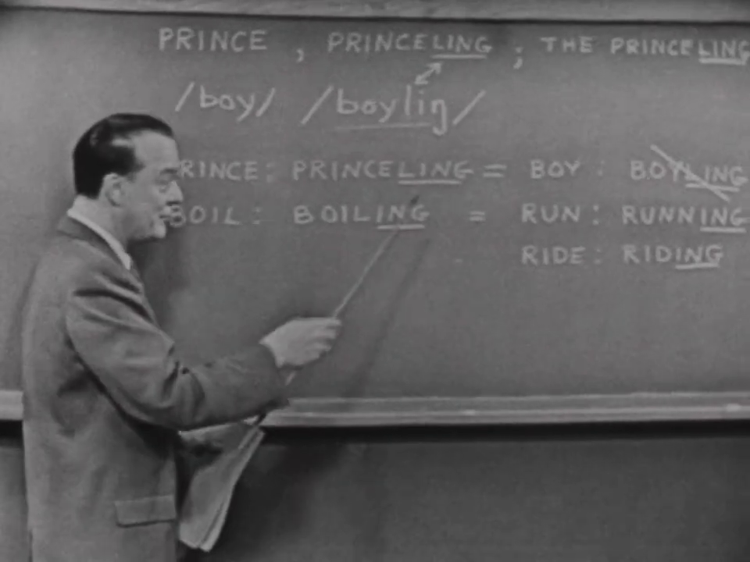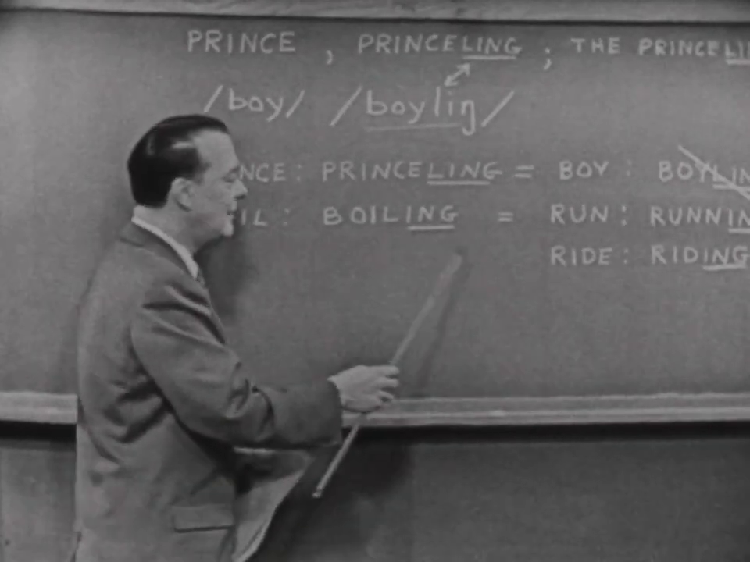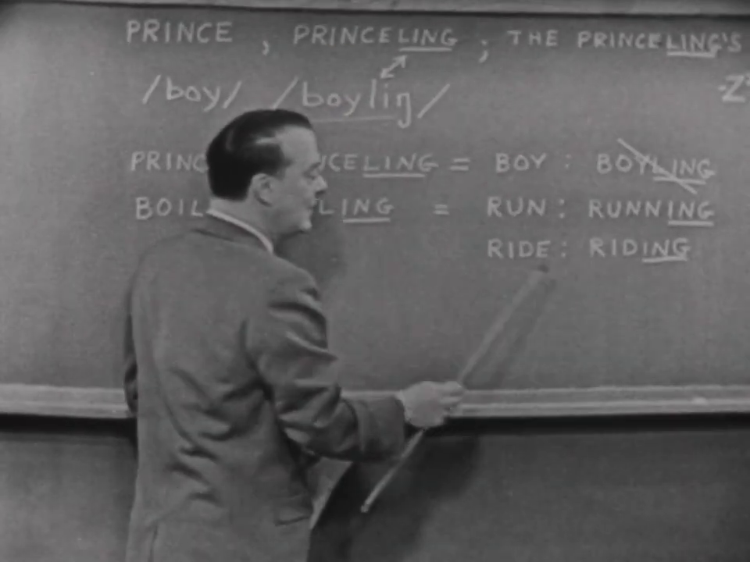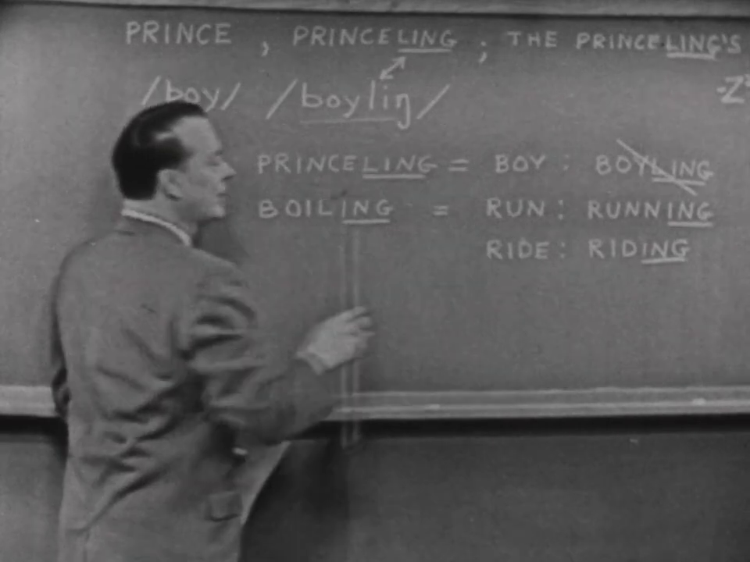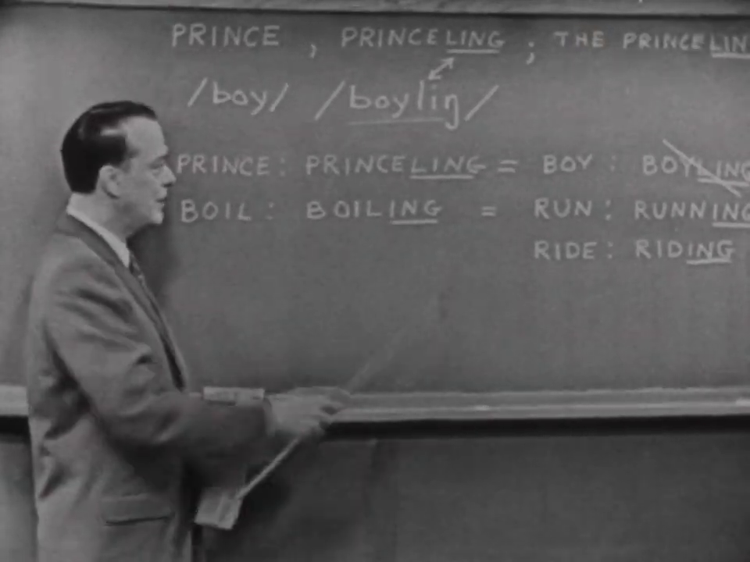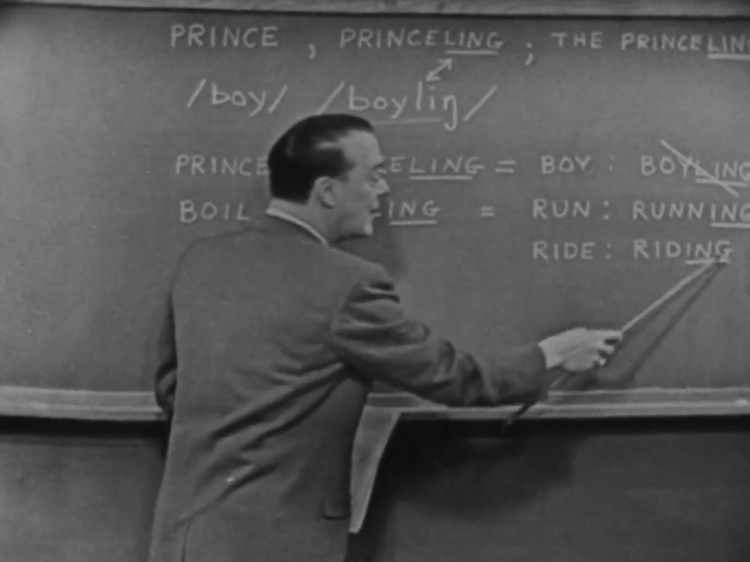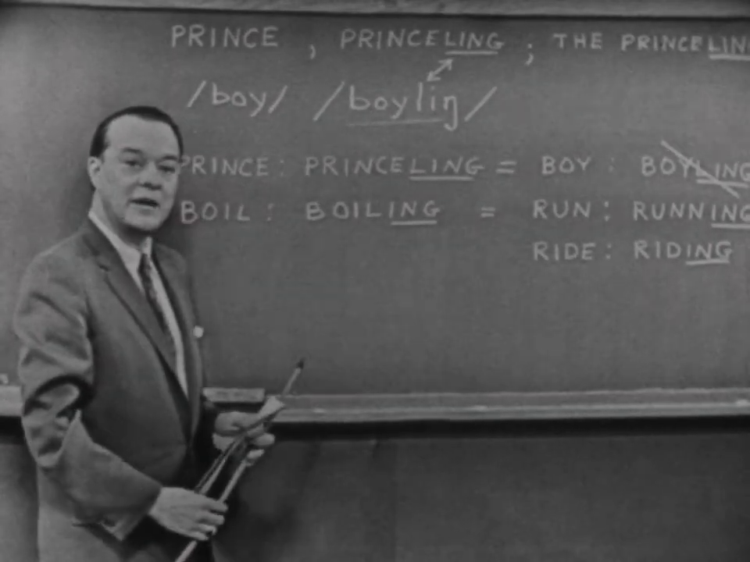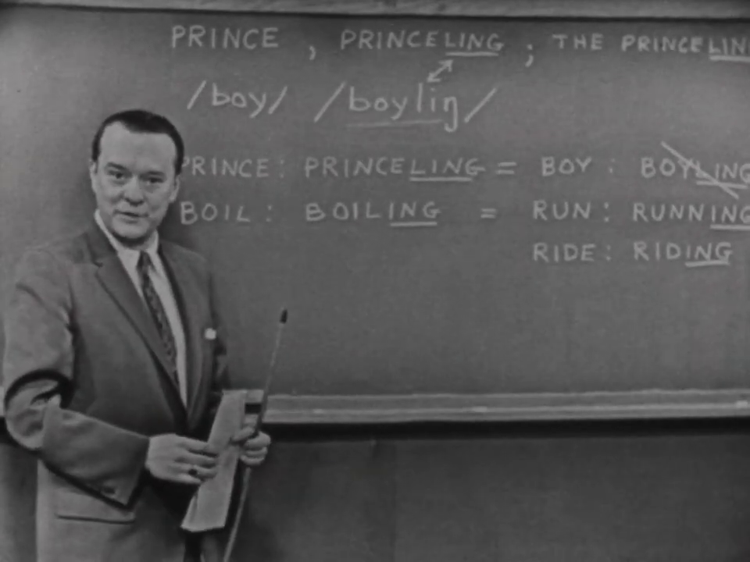Obviously, in this case, what we should have is boil is to boiling, as run is to running, ride is to riding. In other words, in this particular false case, we didn't know where one part stopped and the other part began. We confused a ling with an ing. And this ing now is, again, a member of a different morpheme. It is, if you will, the ending of the participle of a verb.